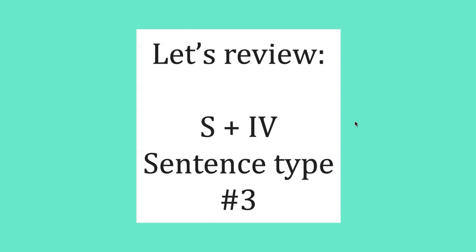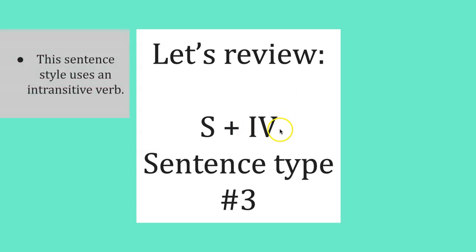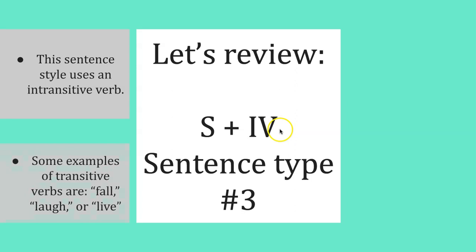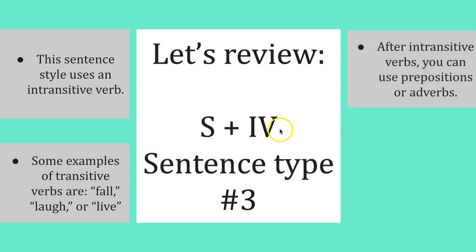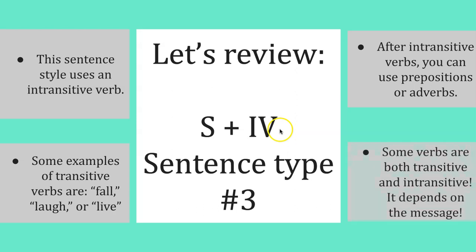So let's review. This sentence type, number 3, is for sentences that follow this style of subject plus intransitive verb. The sentence style uses an intransitive verb. Some examples of intransitive verbs are fall, laugh, live. After intransitive verbs, you do not use objects, but you can use a preposition or an adverb. And remember, some verbs are both transitive and intransitive. It depends on your message.